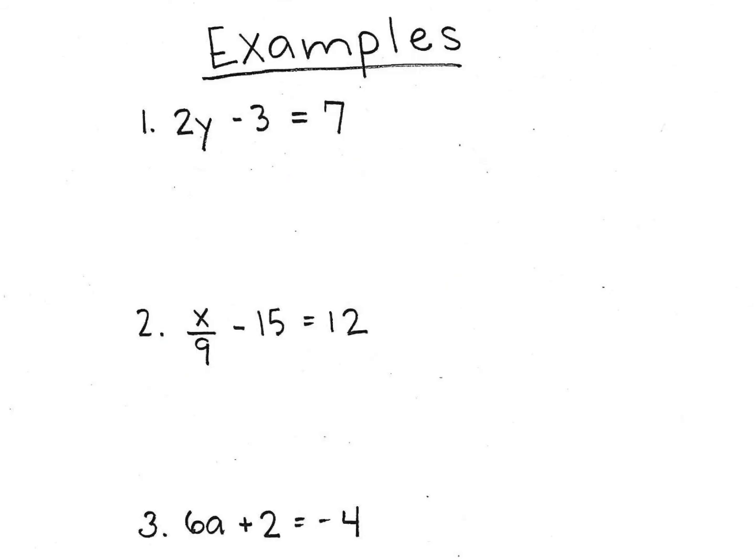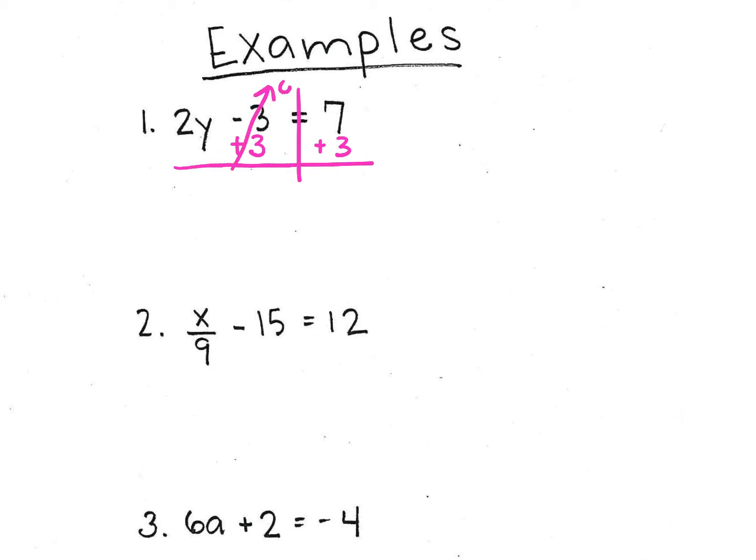Let's go through some examples. In my first example, we have 2y minus 3 equals 7. So we are going to undo addition or subtraction first. In this case, y is being multiplied by 2, and then we are subtracting 3. So first things first, we need to add 3 on the left side of the equation, which means we also need to add 3 on the right side of the equation to keep everything equal.